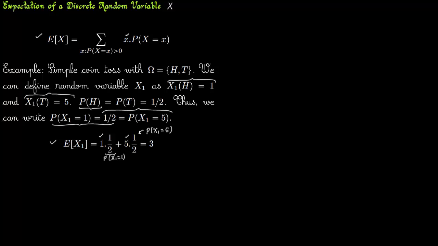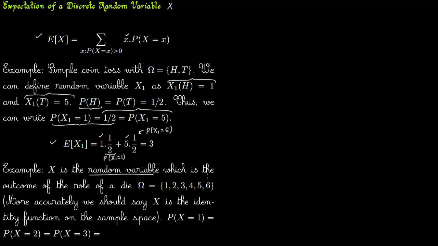Another example. Say capital X is the random variable which is the outcome of the roll of a die. Once you roll a die, the sample space is you could roll 1 or 2 or 3 or 4 or 5 or 6. More accurately we should say that X is the identity function on the sample space. Basically it means that X acting on 1 is 1, X acting on 2 is 2, X acting on 3 is 3 and so on. So you can also call X the random variable which is the outcome of the roll of a die. But more precisely we should always remember that the random variable is a function on the sample space, and in this case X is the identity function on the sample space.